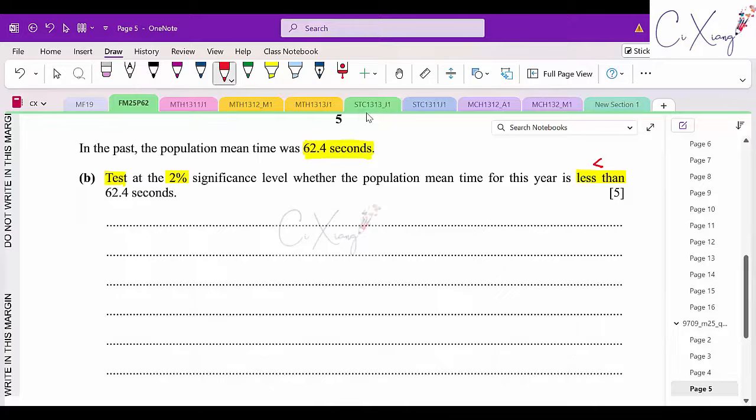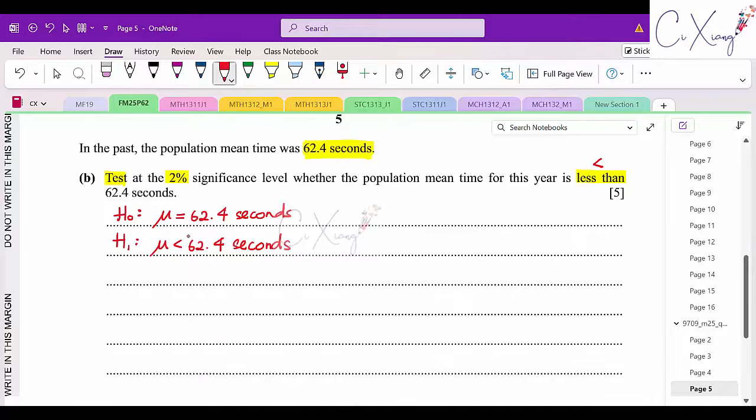Okay, so let us start the test, yeah? So first step, we have to write out the null and also the alternative hypothesis, and we are going to test the population mean. So the mu is equal to 62.4 seconds. And what is the alternative hypothesis? This is what they want us to test. Therefore, it should be mu smaller than 62.4 seconds. So this is our first step.